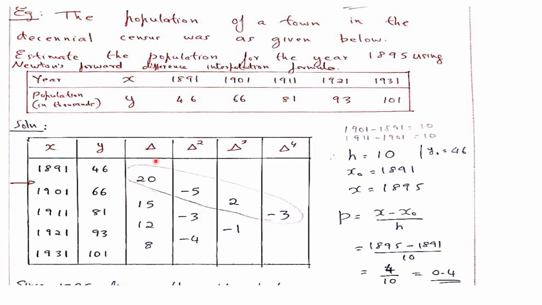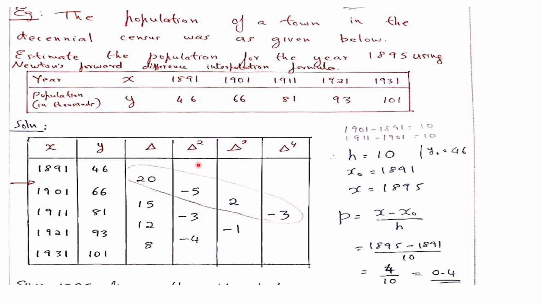Then the next column is delta, because we are using delta, delta square, delta cube, delta to the power 4 in the Newton's formula. So we require all those information. So this is delta, next is delta square, next is delta cube, and delta to the power 4. So here how to calculate delta? Now delta is the difference between the 66 and 46. So you get it as 20. So the next delta value here we got it as 15, that is 81 minus 66. Next it is 93 minus 81, that is 12. Then 101 minus 93, that is 8. So this is about delta.